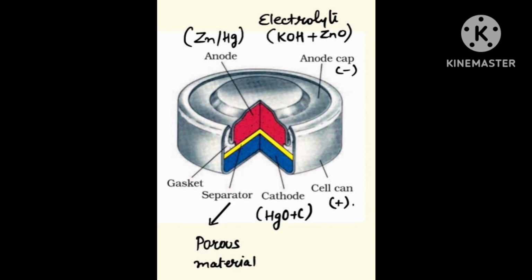Then at the cathode, HgO and carbon, I told you, a paste of both HgO and carbon. At the cathode, HgO plus H2O plus 2 electrons. The H2O and 2 electrons came from the anode side, and they will react and form mercury plus 2 OH minus. It will form mercury, which is liquid.